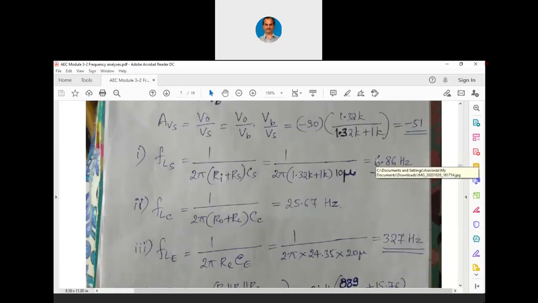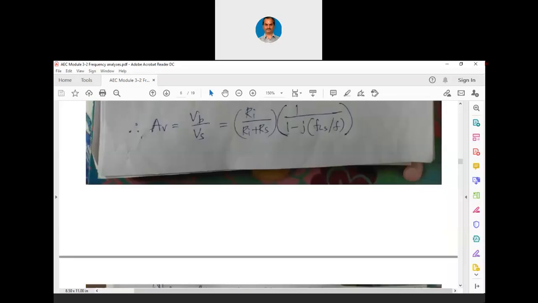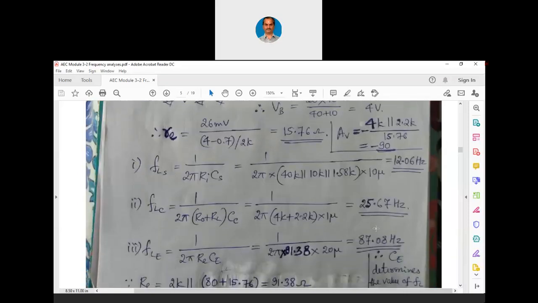Now look at these values. You are seeing a 6.86 Hertz. You are seeing a 25.67 Hertz. You are seeing a 327 Hertz. In yesterday's example, this was somewhere around 80 Hertz. Let me go back and show you yesterday's results. So in yesterday's results, we had 12.06 Hertz, we had 25.67 Hertz, and we had 87.08 Hertz. So in today's exercise, when we consider the source resistance, what was the difference there? Remember these values, 12, 25, 87.